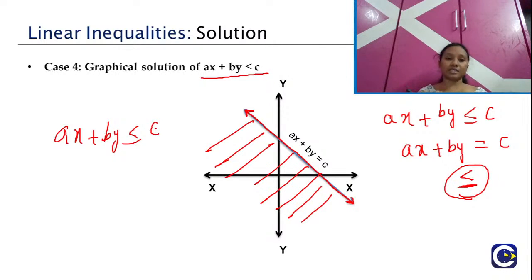If it is less than, it will be the lower part. If it is less than or equal to, then it will be the lower part, and the line will be included. So this is how we'll be plotting the solution and getting the graphical solution of any inequality. I hope you guys are clear with this graphical solution part.